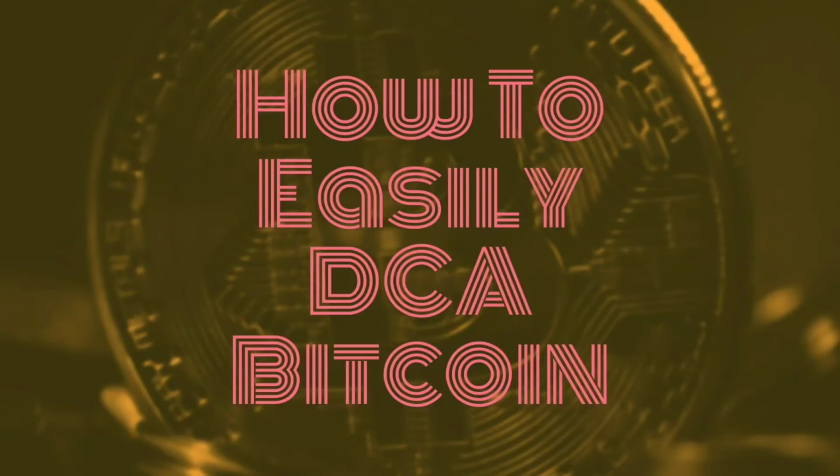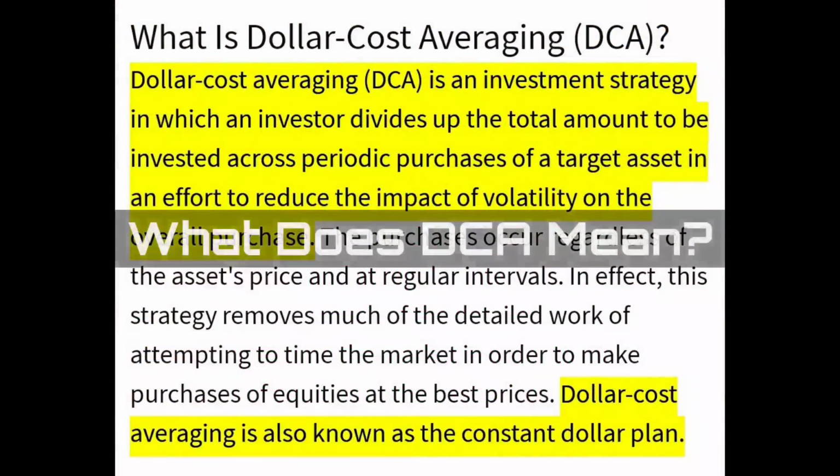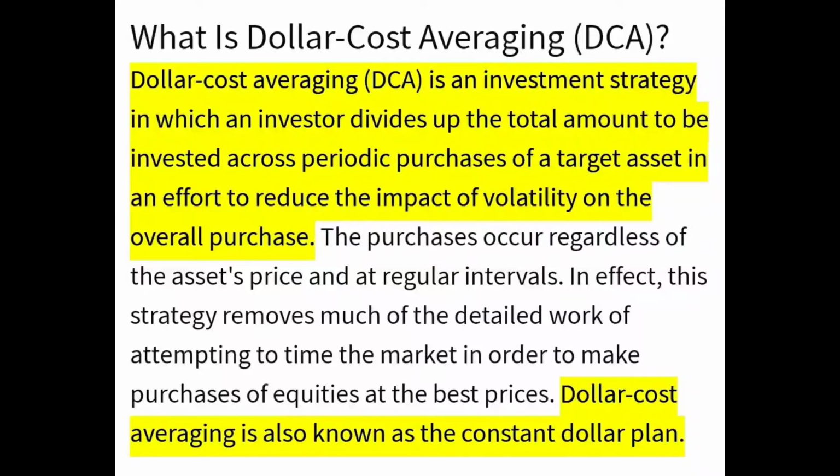In this episode, I'm going to talk about how to easily dollar cost average Bitcoin. Okay, so the first thing is, what is dollar cost averaging, or DCA? Now, we're going to go to Investopedia on this if you don't know what it is. If you do know what it is, then you can fast forward. I'm leaving timestamps. It's a quick video, so it is what it is.